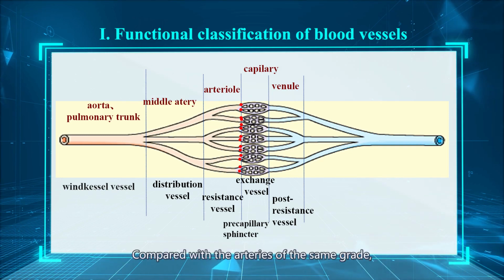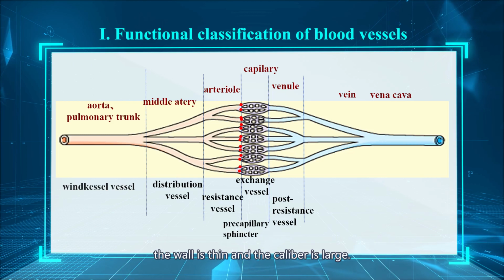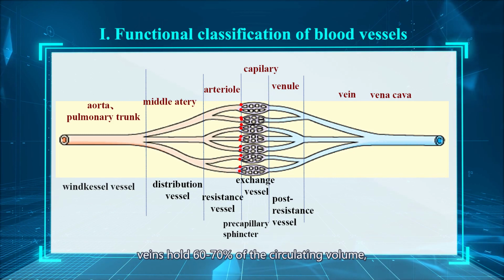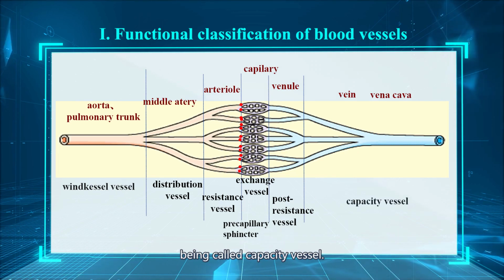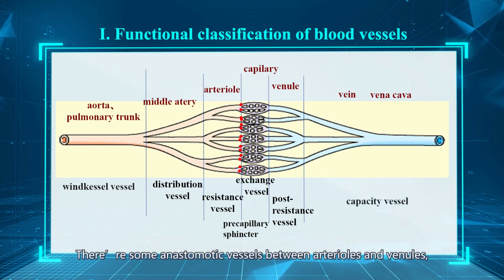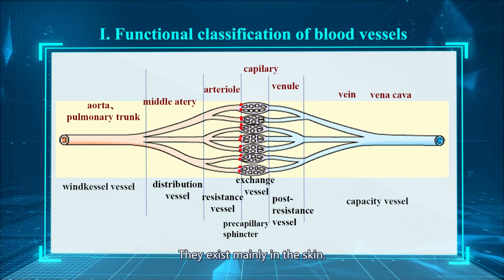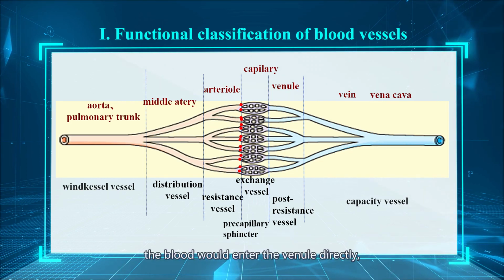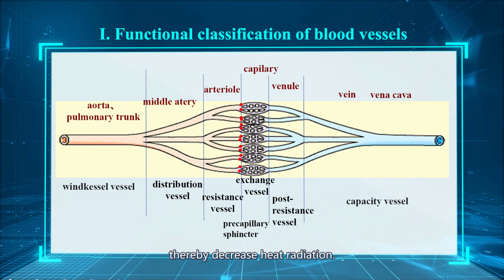Compared with the arteriole of the same grade, veins are more numerous, the wall is thin, and the caliber is large. At rest, veins hold 60 to 70% of the circulating volume, so they are called capacity vessels. There are some anastomotic vessels between arterioles and venules, called AV shunts. They exist mainly in the skin. If the AV shunt contracts, the blood would enter the venule directly, thereby decreasing heat radiation.